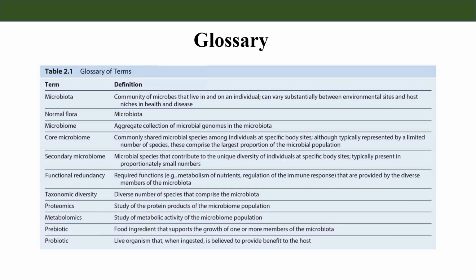In addition, the chapter provides a glossary of terms that summarizes the most important concepts. Some examples already mentioned before and that you can review in this chart include microbiota, core microbiome, secondary microbiome, and other terms such as proteomics, metabolomics, and so on that you can take a look.